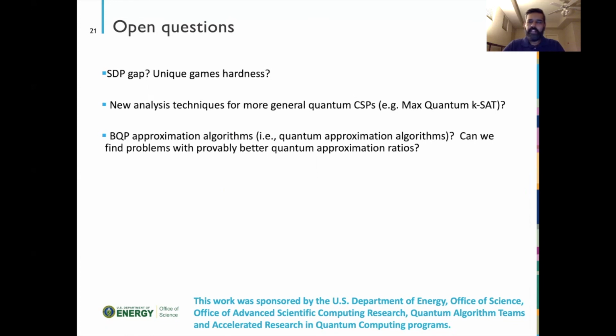I feel like these problems are accessible to those of us who grew up working on classical approximation algorithms. And I think it's a very interesting playground to develop generalizations. It'd be great if we could see more people from approximation algorithms pick this up.